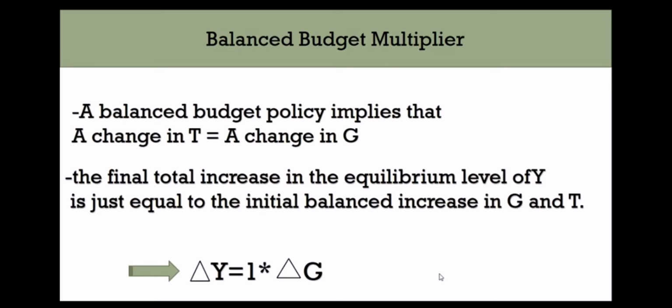Because the balanced budget multiplier is equal to 1, the change in Y is going to equal the change in G or the change in T. Because we know that the change in T is equal to the change in G, it doesn't really matter if you put change in G or T in this equation. So the change in Y is going to be equal to 1 times the change in G or the change in T.